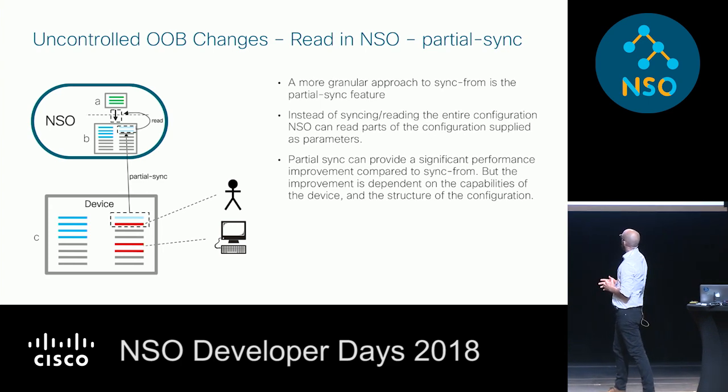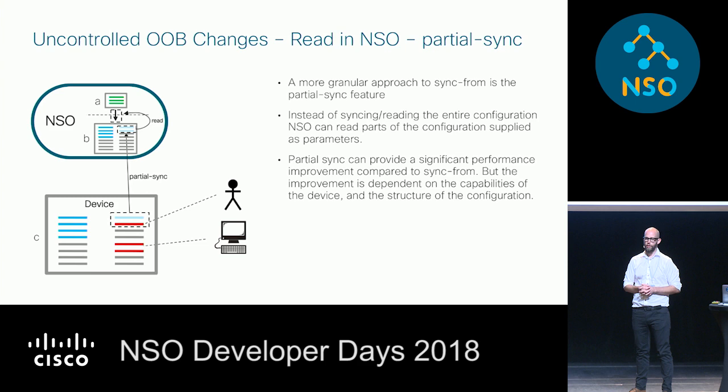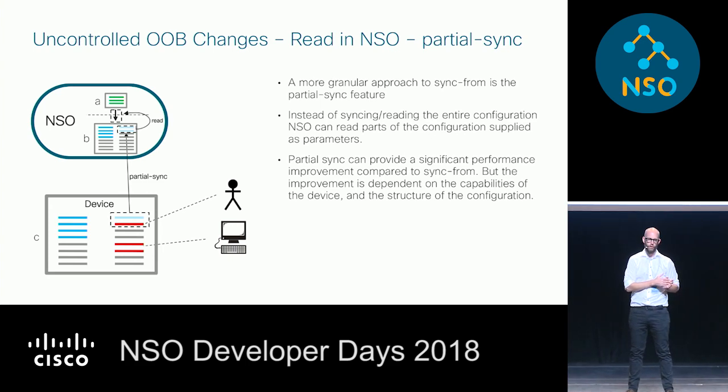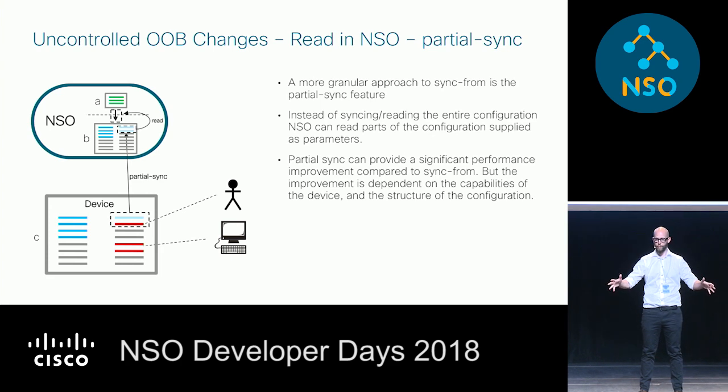So here we have a feature called partial sync that was also mentioned earlier, and it's a more fine-grained version of sync from. Basically, you can give it a number of parameters to say, okay, sync this part of the tree from the device. And it of course limits the effect that the full sync from has. At least you just read the small part of the config.